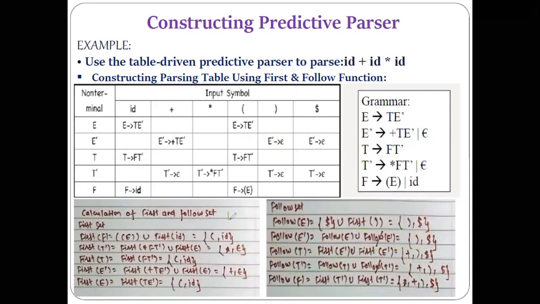Understood? So the main thing here is that you should be able to evaluate the first and follow, and later how to make the entry, that we have already told. Here one thing you keep in mind: whenever epsilon comes in the first of any non-terminal symbol, then in order to make the entry for that, you have to see the follow of that particular non-terminal symbol. If epsilon comes in the first of T dash, then in order to make the entry of T dash deriving epsilon, you have to see the follow of T dash, and under the follow of T dash, you have to make the entry of T dash deriving epsilon. Okay, so in this way, for any given grammar and any input string, you can make the entries in the parsing table.